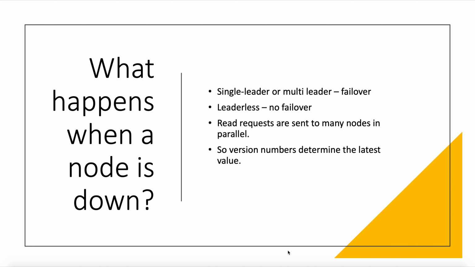Let's assume that you have a database with 3 replicas and one of them is down. In case of a leader-based configuration, that is single leader and multi-leader, if the leader is down, we might have to perform a failover. But in case of leaderless configurations, there is no concept of failover. We do not have to do any failover.